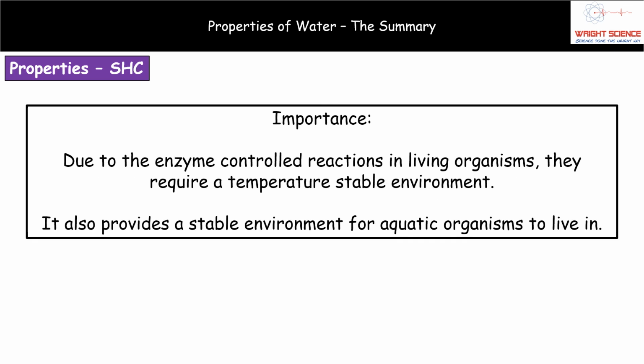Why is it important that water has a high specific heat capacity? Because in living organisms, so many reactions are controlled by enzymes. And hopefully we remember that enzymes are very much influenced by the temperature. If temperatures are too high, the enzymes denature. If enzymes denature, they no longer have a complementary active site to the substrate, and therefore the reaction will not take place. So having that stable temperature in the environment means that the enzyme controlled reactions are still going to take place.